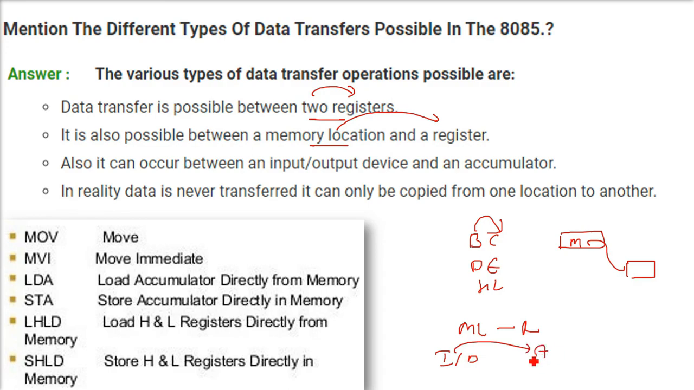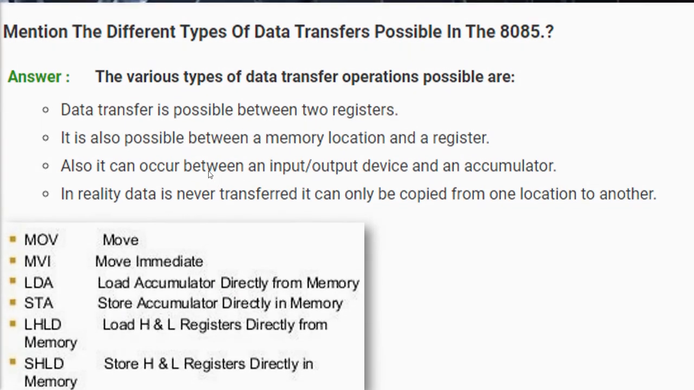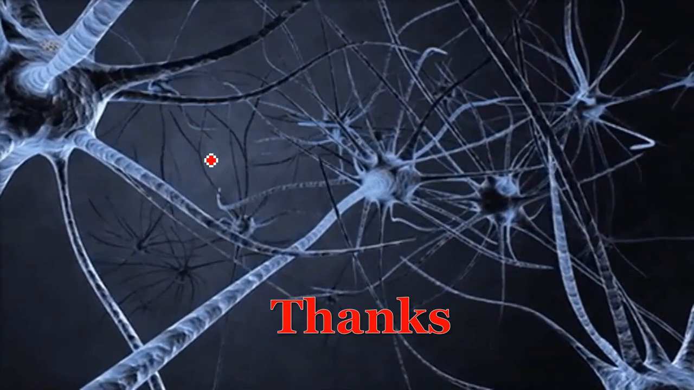So what happens in the data transfer? The data is actually not transferred. It is just copied, and the previous location's data is not overwritten by any other data. These are certain examples of different data transfer possibilities or instructions in 8085: MOV, MVI. Sometimes the address is given, sometimes data is directly given, sometimes indirect addressing is used. Okay, this is all about this discussion.